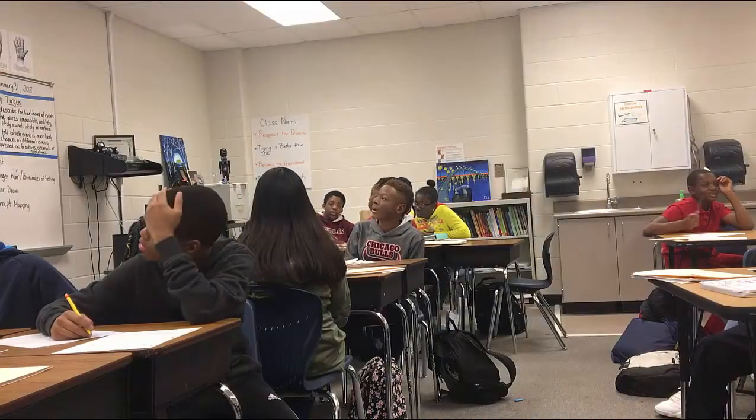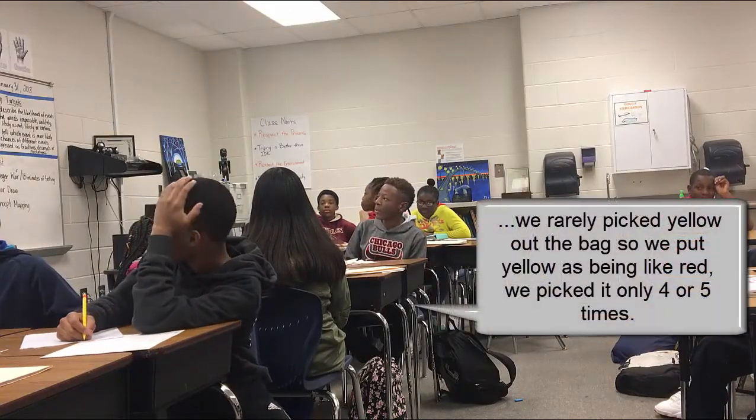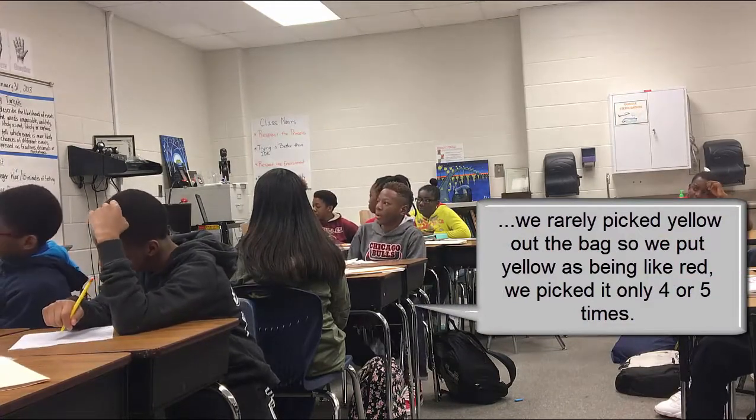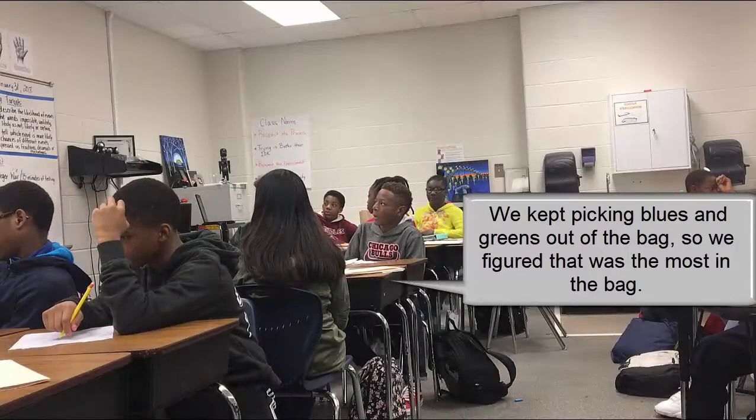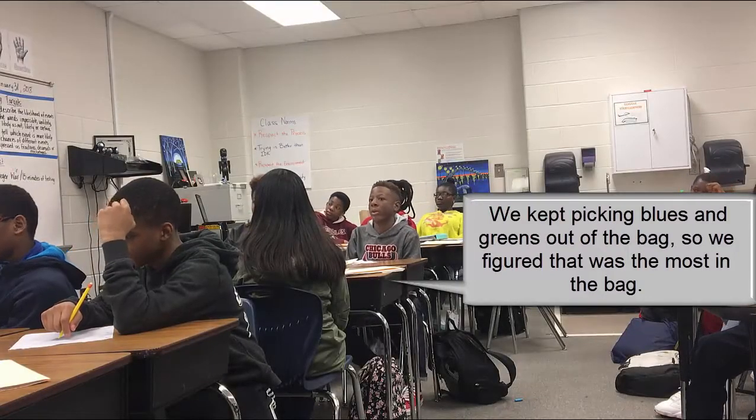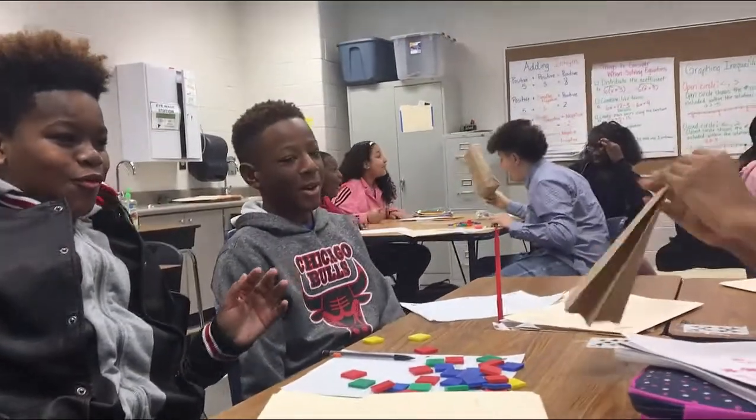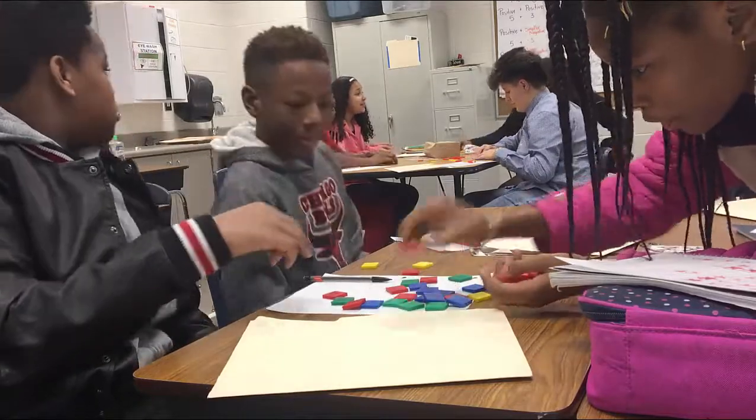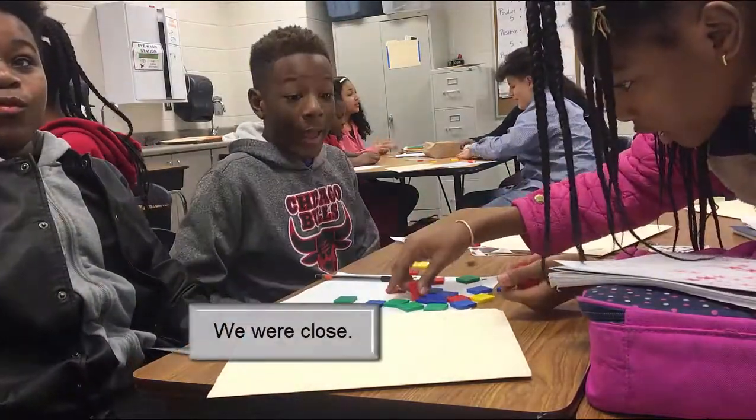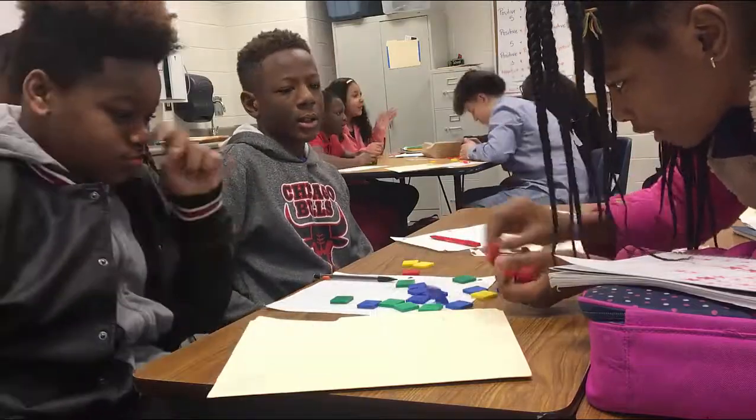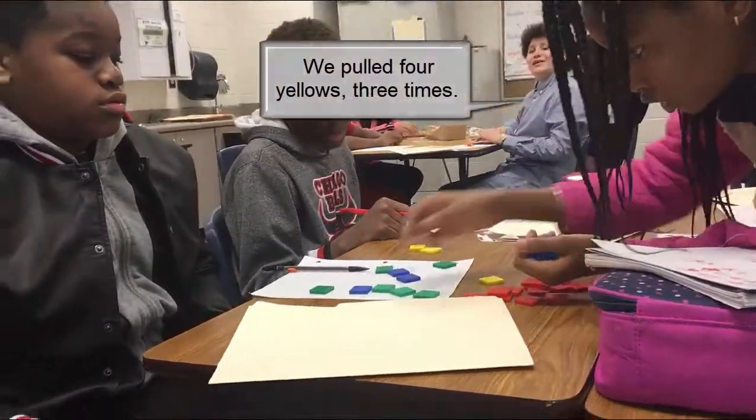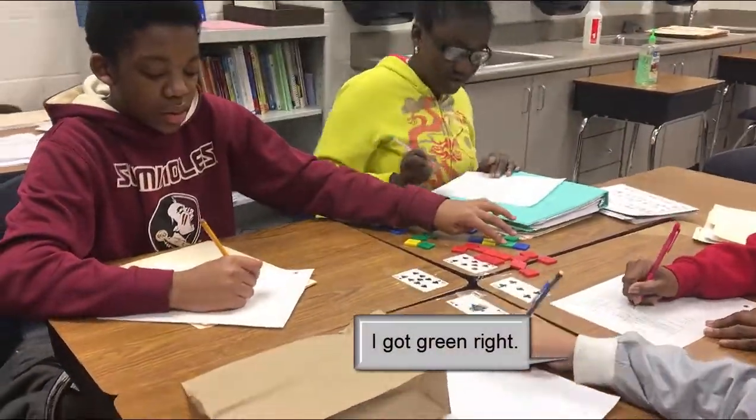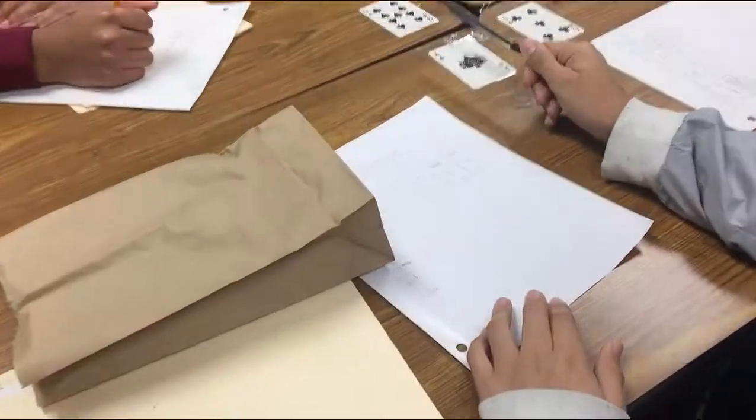How did you all come up with your prediction? We came up with our prediction because we rarely picked yellow out of the bag, so we put yellow as 5, and then red we picked only 4 or 5 times, and then we kept picking the blues and the greens out of the bag, so we figured that was the most in the bag. We got only 3 yellow, 5, 6, 7. We were close. You were close. Yes, sir. You pulled yellow 4 times. I got green right. Okay, yellow and blue.